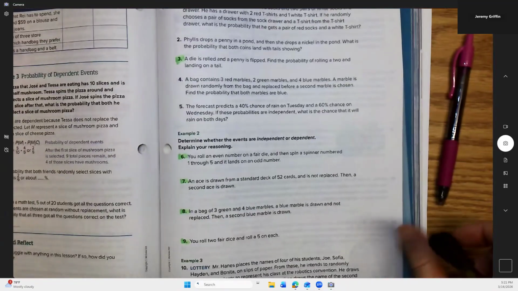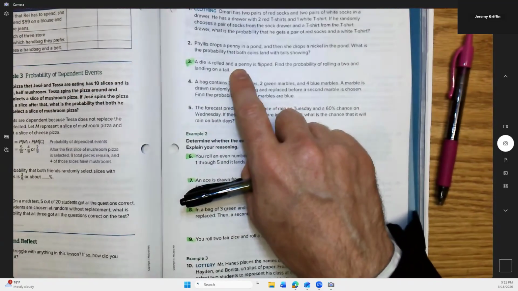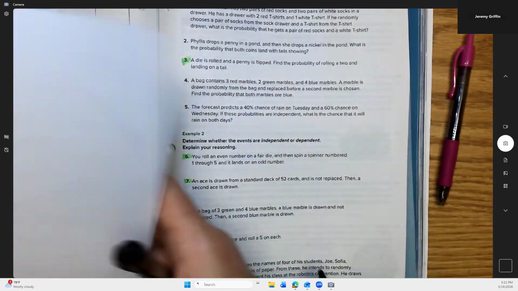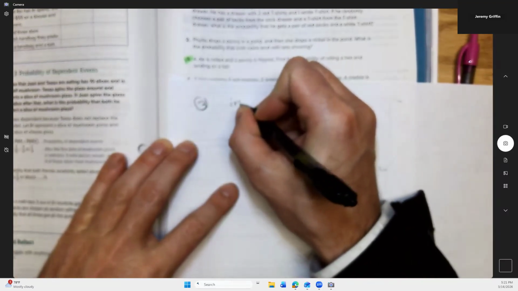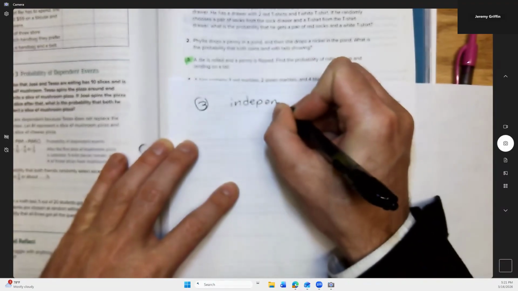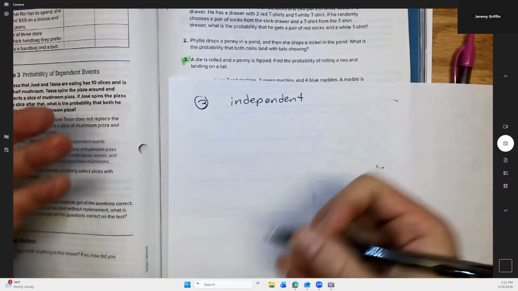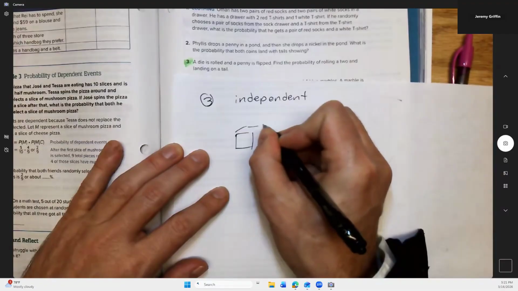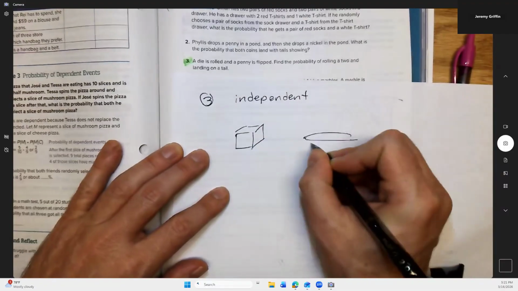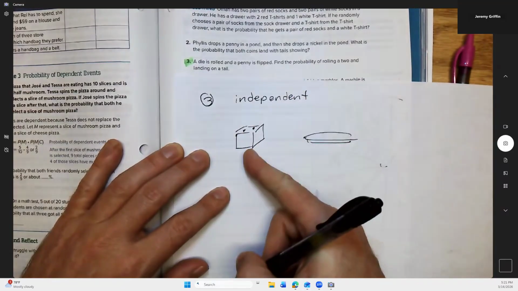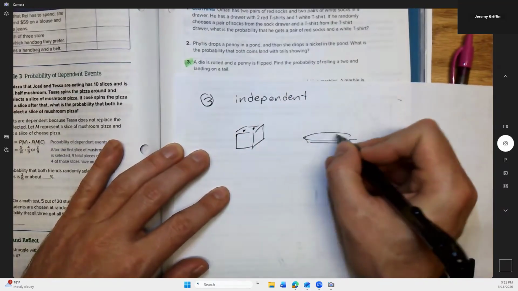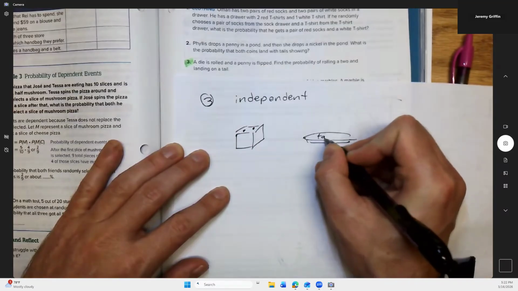All right, so I got some highlighted here. Let's go through some of these examples. A die is rolled and a penny is flipped. Find the probability of rolling a 2 on the die and landing a tail. Well, that would definitely be independent events because rolling a die and flipping a coin have nothing to do with each other. One doesn't care what the other does. So I would like a 2 to show up on the die and a tails to show up here. I'll spell out tails.